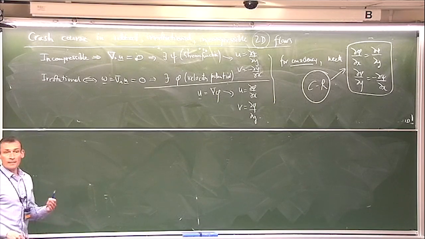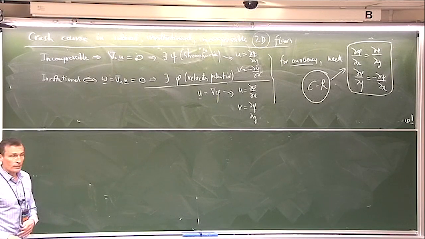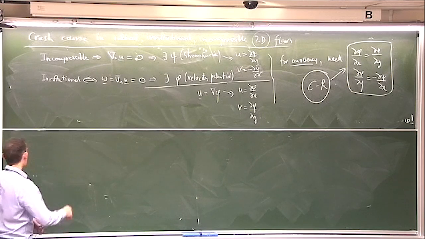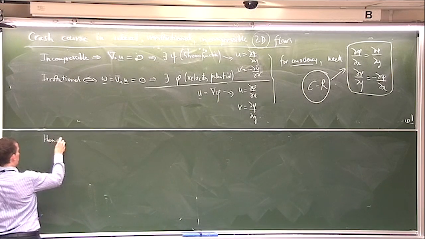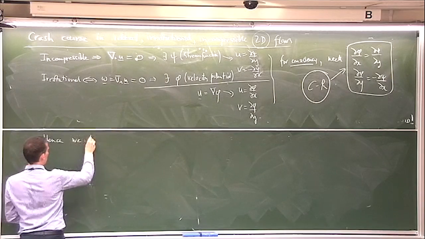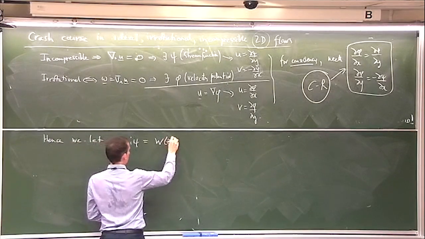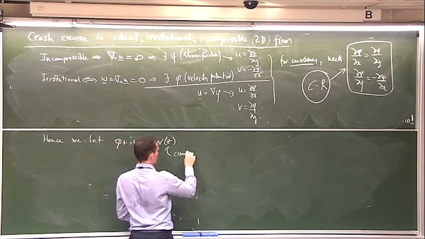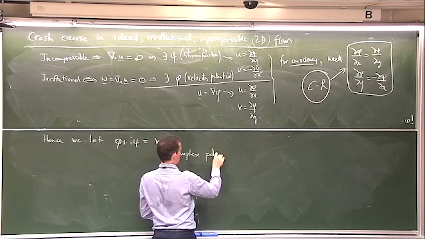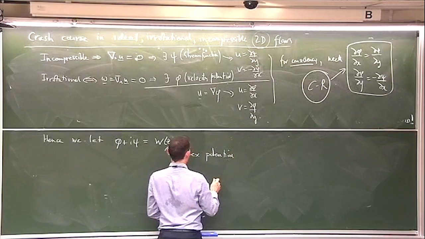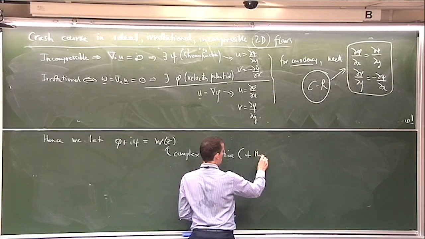Which means that there's an analytic function sitting in the background, which we'll call the complex potential. So hence, we let phi plus i psi be w of z, which we call the complex potential of the flow.